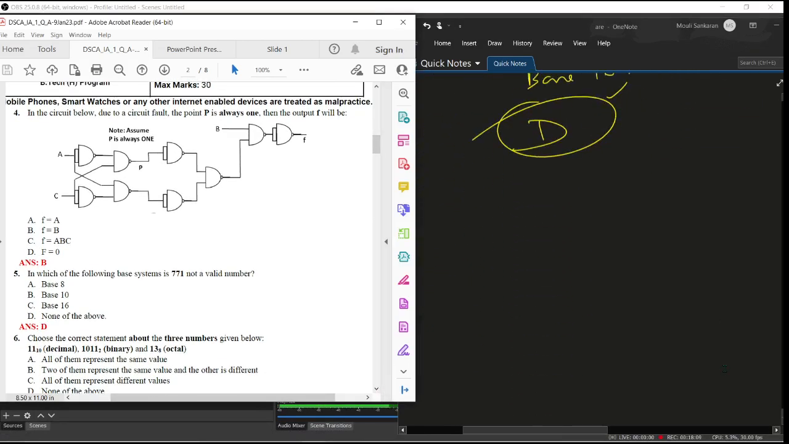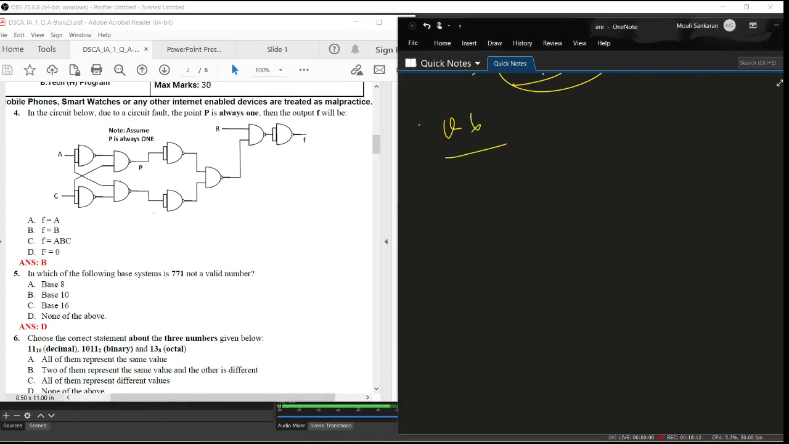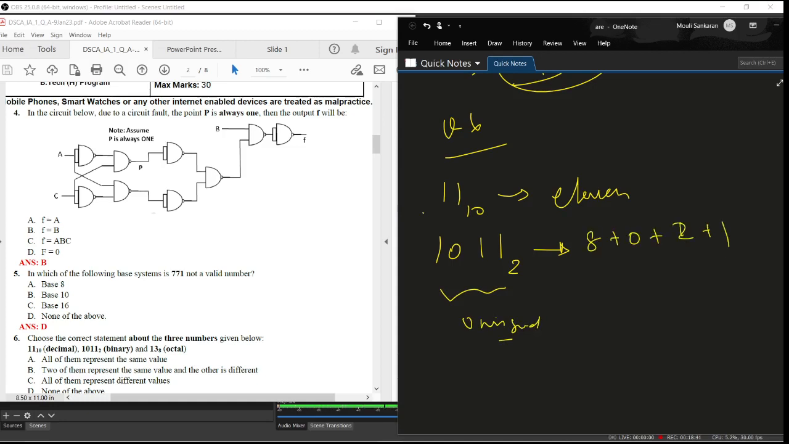Now question number 6. Choose the correct statement about the three numbers given below. 1, 1 in base 10, which is nothing but 11. Then 1, 0, 1, 1 in binary. Please do not find a 2's complement here. I never said that it is a 2's complement, so you need to treat this as an unsigned number. In that case, it will be 8 plus 0 plus 2 plus 1, which is again 11.